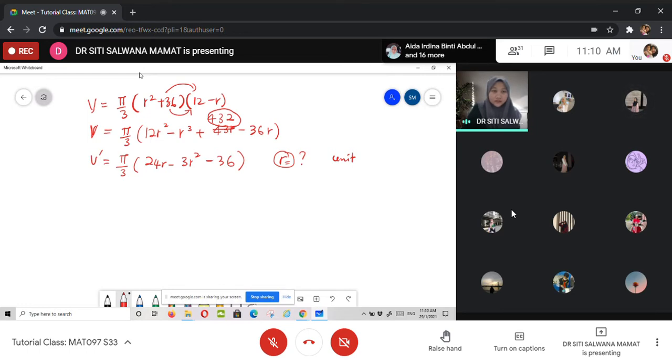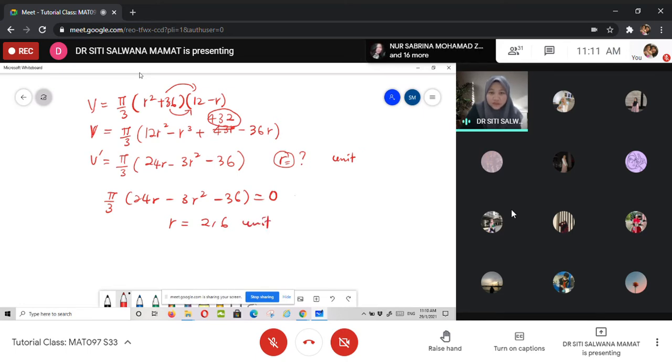So everything here, you equate it to 0. 24R minus 32, 3R square minus 36 is equal to 0. Can? Okay, now what is the value for R? Okay, this part, bring it over here so it becomes zero. Everything here, you divide by 3. So what do I get here? I get 2 and 6 units.